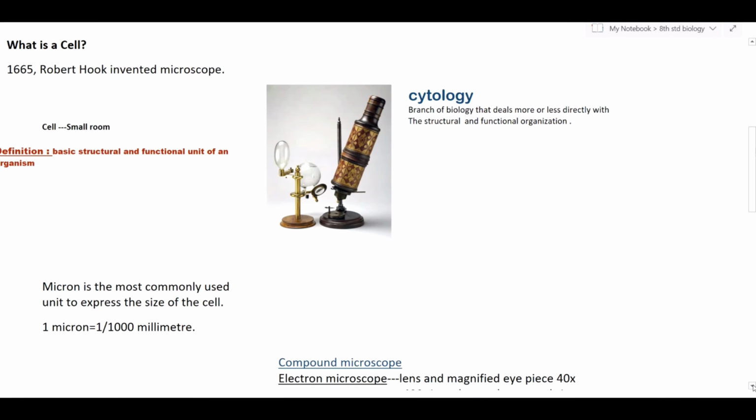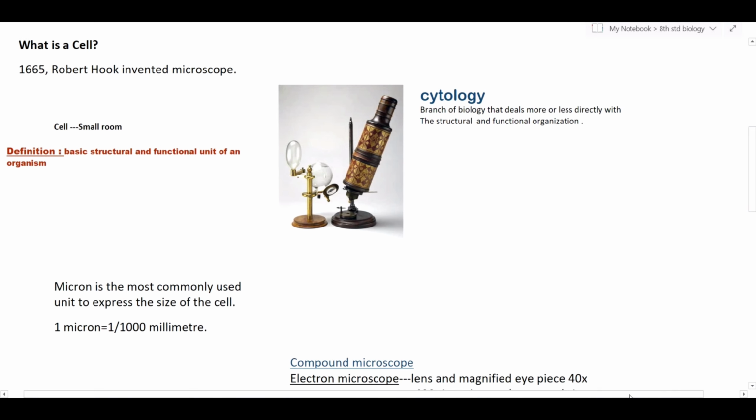In 1665, Robert Hooke designed the microscope. He observed a cork under it, where he saw comb-like structures, and he called them cells. The word cell simply means a cavity bounded by a wall, or a small room. But the definition of the cell is the basic structural and functional unit of an organism. The branch which deals with the study of the cell, we call it cytology.